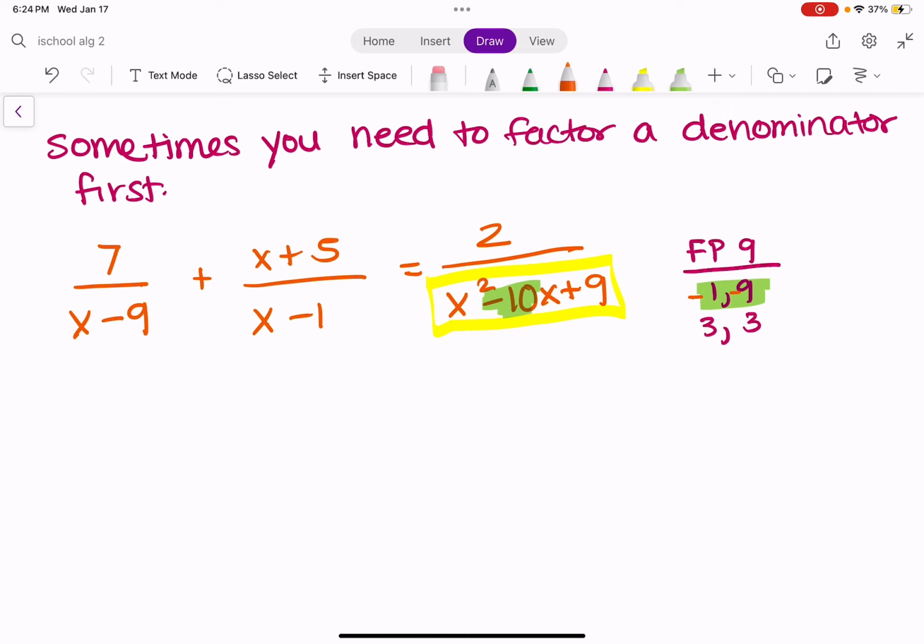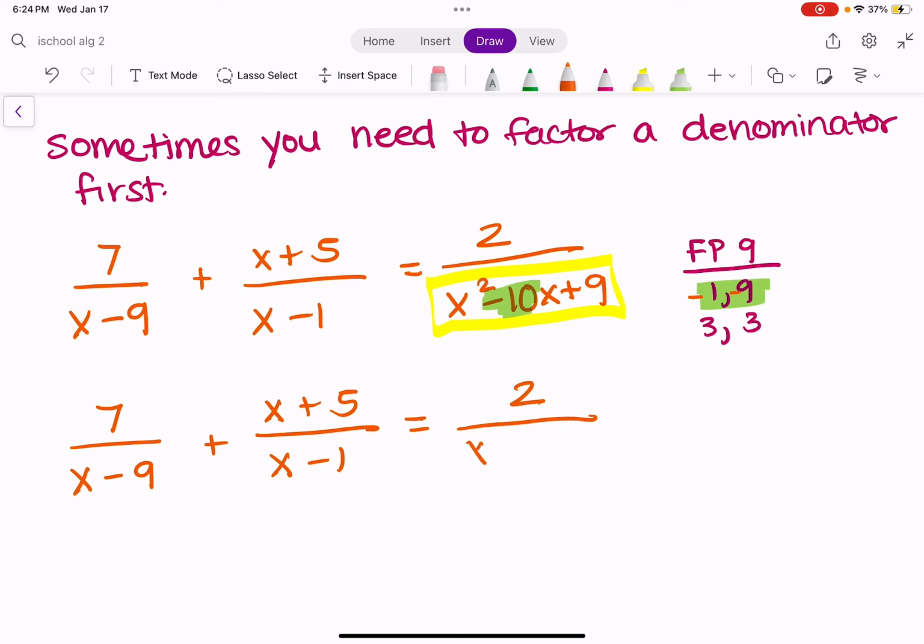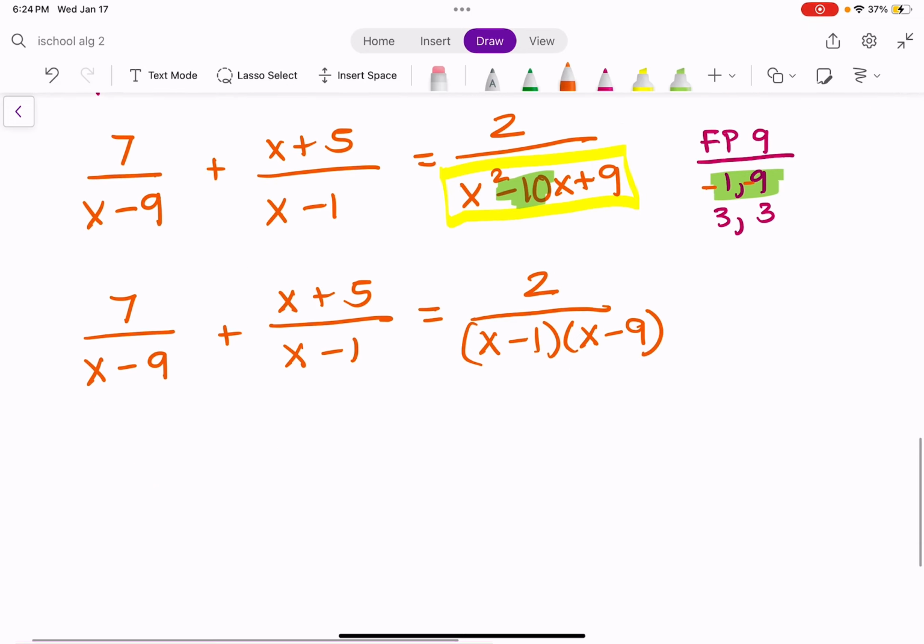So I'm gonna rewrite this. So I'm gonna rewrite 7 over x minus 9 plus x plus 5 over x minus 1 equals 2 over x minus 1, x minus 9. Okay? So at this point, now, here's the thing. Hopefully this doesn't confuse you. You could multiply everything by x minus 9, right? Because that is technically the first denominator that you see, right?